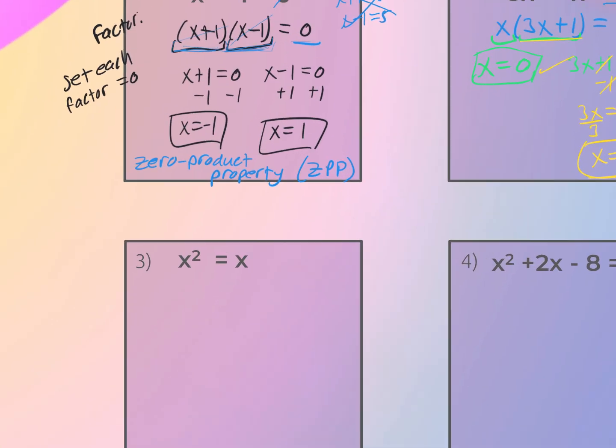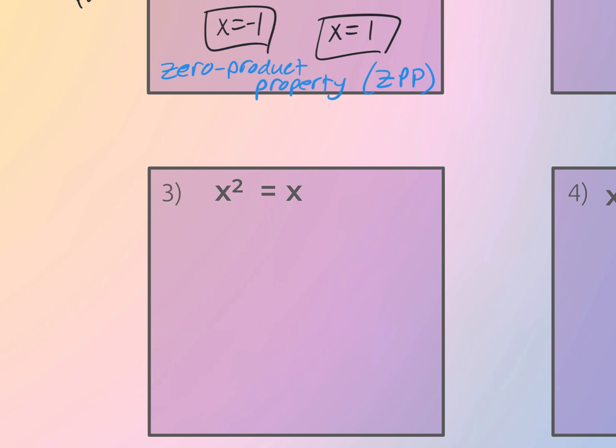Good. And now let's try number 3. First thing we always want to do, get all of our terms to one side. Is this step done for us? No, it is not. So we want to get all of our x terms to one side. I have x squared equals x. I'm going to bring that x over to the other side by subtracting x. On the left, we have x squared minus x, and on the right, x minus x is 0. So this equals 0.